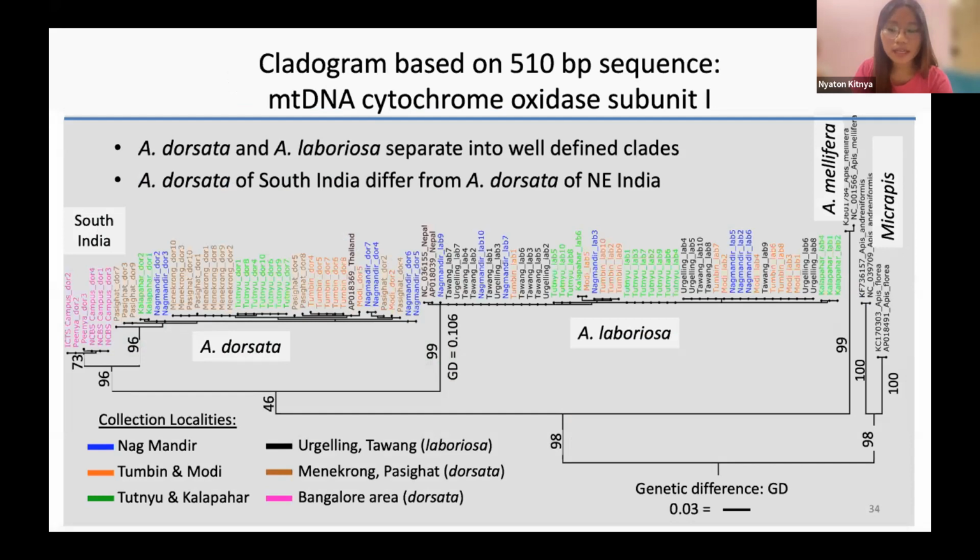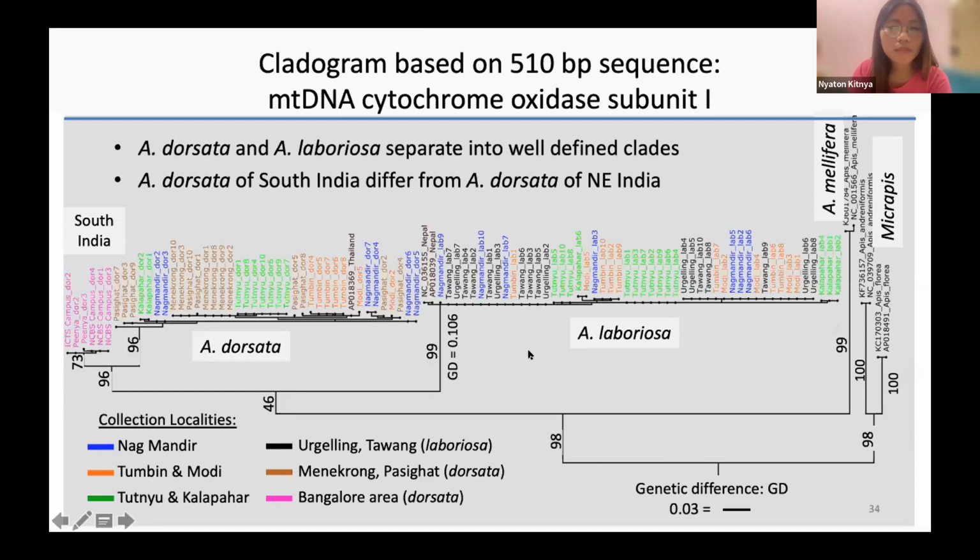On the same set of specimens that we used for morphometric analysis, we conducted a genetic analysis. Based on CO1, we can see Dorsata and Laboriosa form separate clades in spite of their co-occurrence. Instead, Apis dorsata from Northeast India forms a clade with Apis dorsata from Thailand.